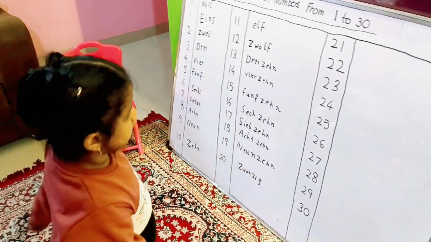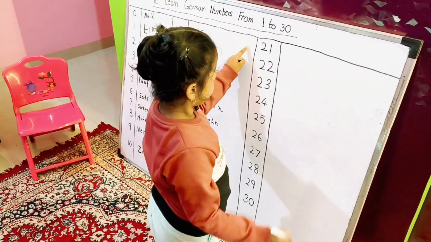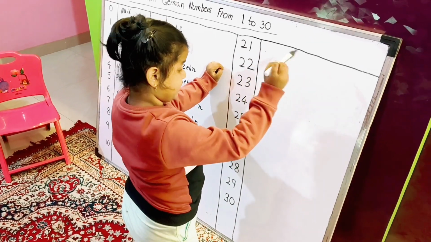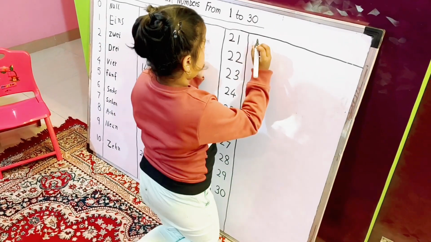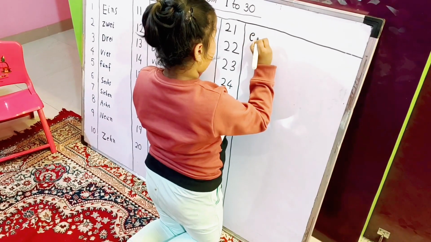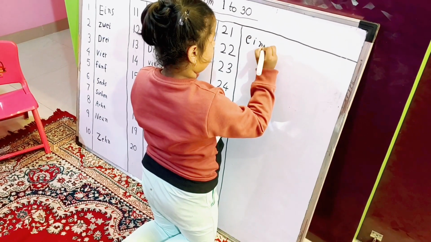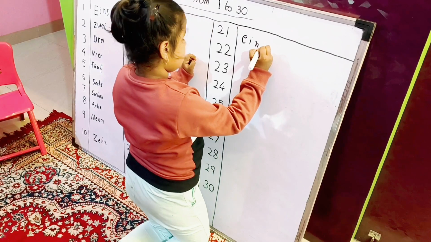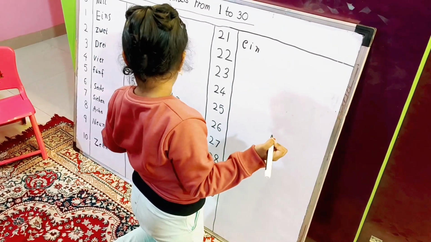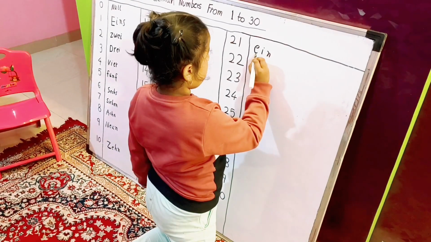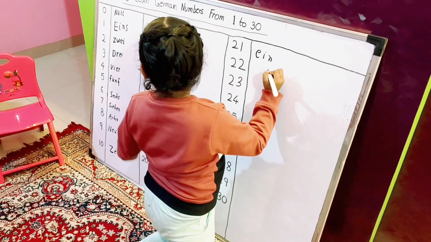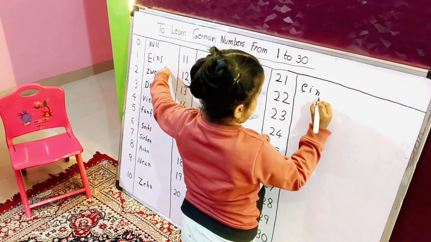Okay. Now next, here will become twenty-one. Einundzwanzig. Ein, E-I-N, and the S will not become. Okay. Ein. Here will not come S.